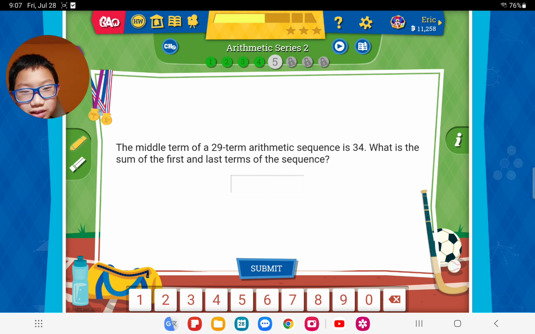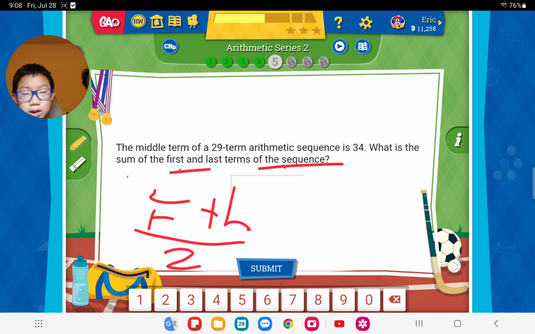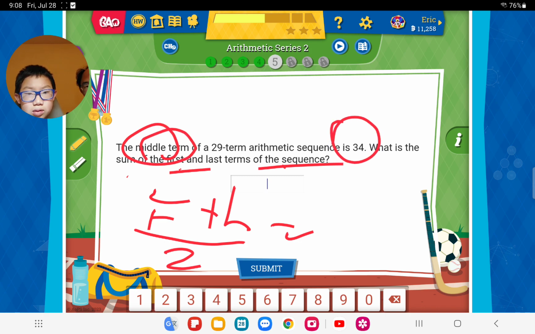How do we do it? Sum of the first and the last. You just say the average equals the sum of the first and the last divided by 2. Is it correct? Yes. The first plus last divided by 2 equals the average. Average equals the middle term. Is it correct? Oh yeah.